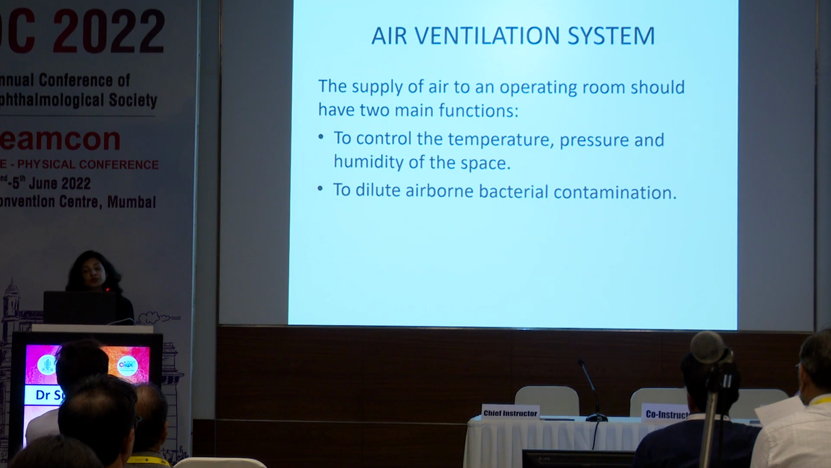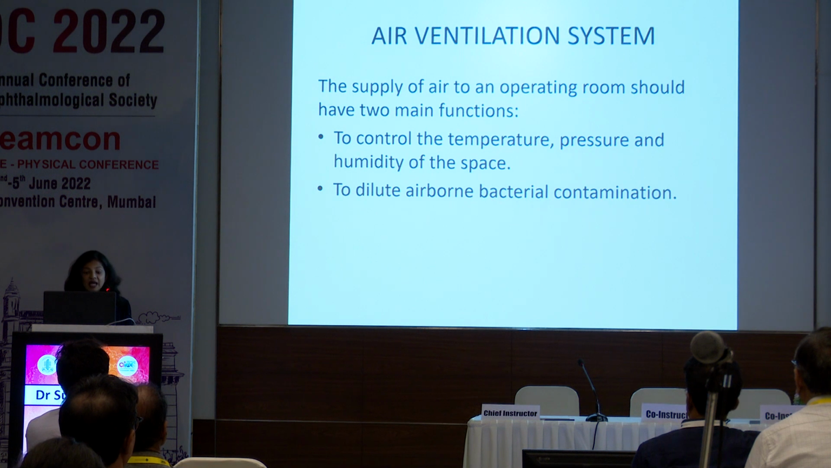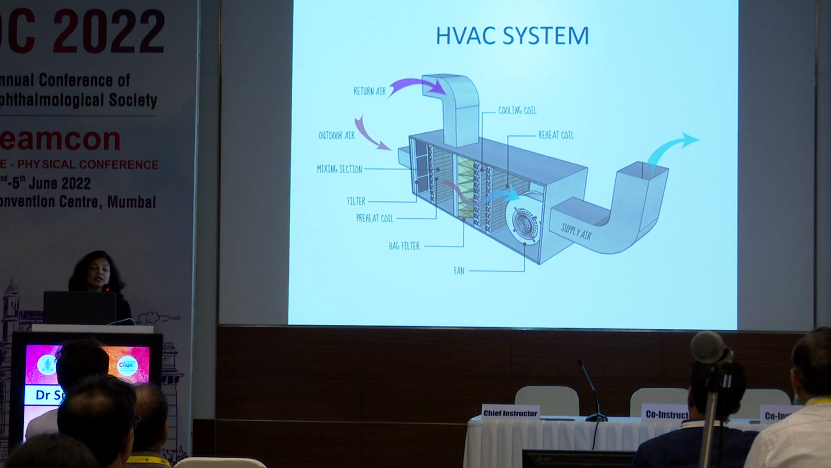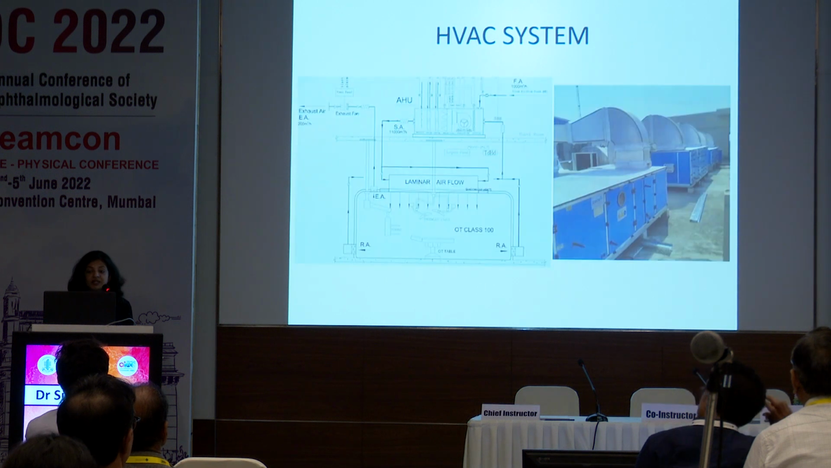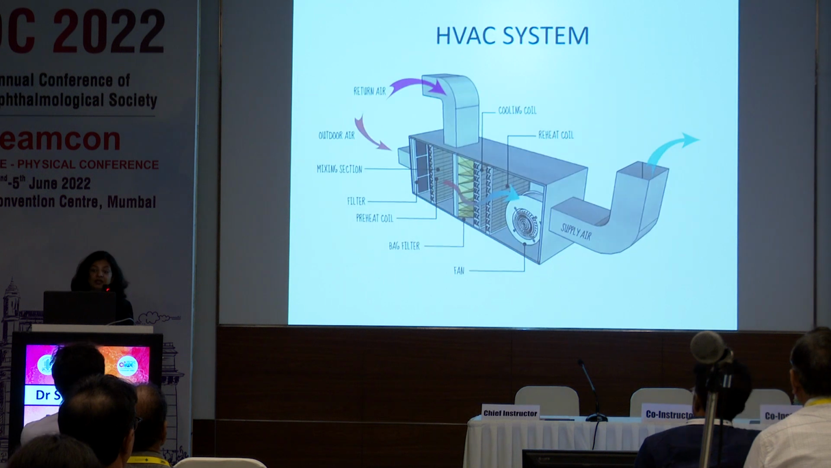Now, coming on to the most important aspect of any OT complex, that is air ventilation system. The main purpose of air ventilation system is to control the temperature, pressure, and humidity, and also to dilute airborne bacterial contamination. The current trend is to employ heating, ventilation, and air conditioning system. Now, this HVAC system has an outer air handling unit and an inner laminar airflow plenum. The AHU of HVAC has 3 chambers.